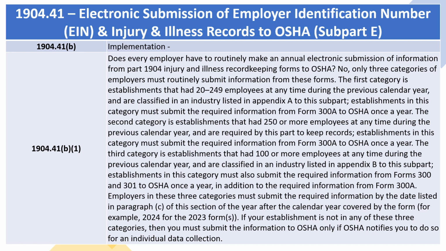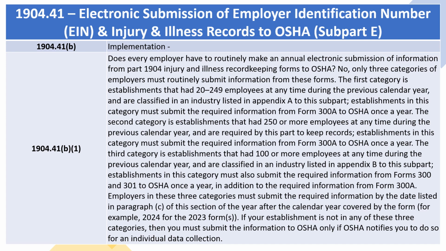1904.41(b)(1). Does every employer have to routinely make an annual electronic submission of information from Part 1904 injury and illness record-keeping forms to OSHA? No, only 3 categories of employers must routinely submit information from these forms. The first category is establishments that had 20 to 249 employees at any time during the previous calendar year, and are classified in an industry listed in Appendix A to this subpart. Establishments in this category must submit the required information from Form 300A to OSHA once a year.